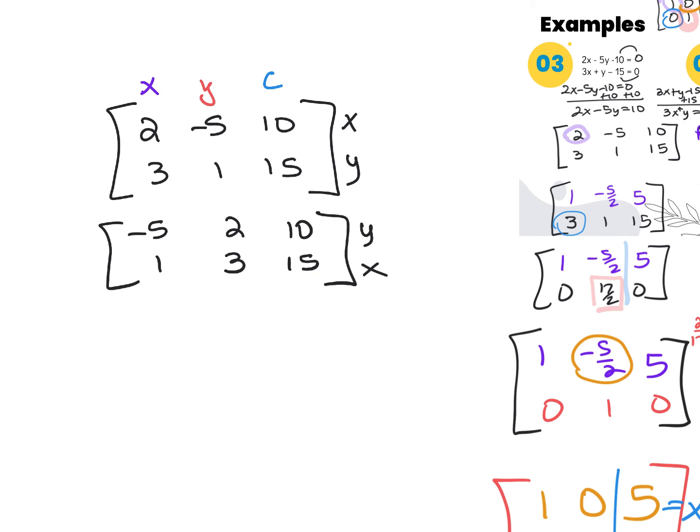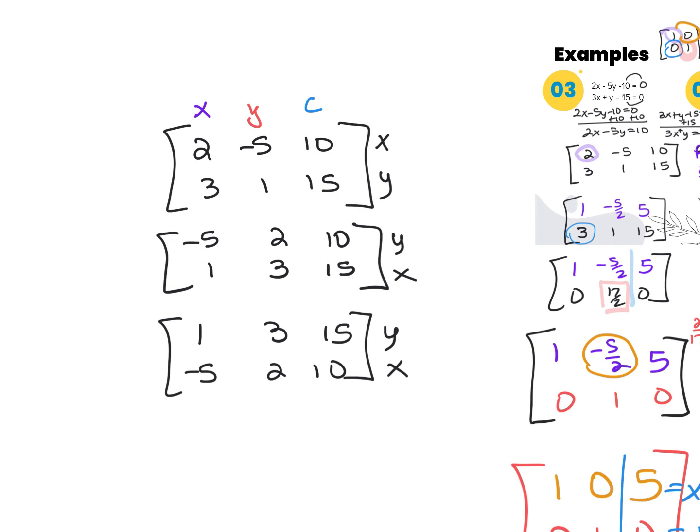Now, I'm also going to do a row switch. And when I switch my rows, then this 1 will come up to the top. So now I'm going to switch the rows. So I'm going to put 1, 3, 15, -5, 2, 10. Now, the variables are connected to the columns, not the rows, even though it's at the end of the row. All right, now I've already got my first 1 set up.